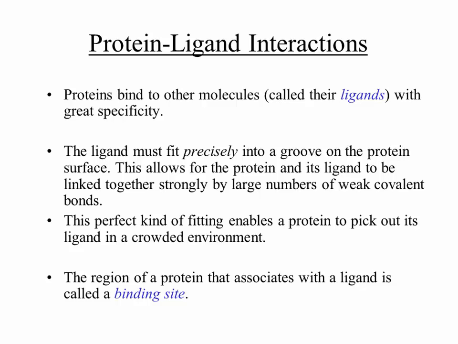Proteins bind to other molecules, which are called their ligands. To ligate means to tie. Each protein will pick up its partner with great specificity. It's not going to bind to anything. So the ligand must fit precisely into a groove on the protein surface, the three-dimensional conformation. This allows the protein and its ligand to be linked together strongly by large numbers of weak bonds, facilitating their interaction. This perfect fitting enables a protein to pick out its ligand or partner in a crowded environment.